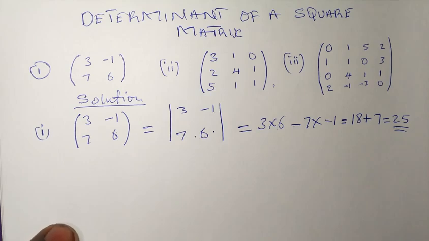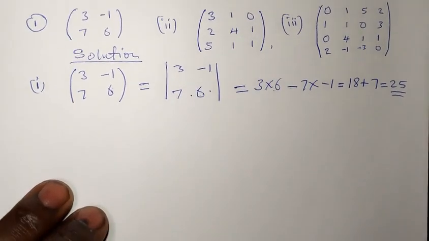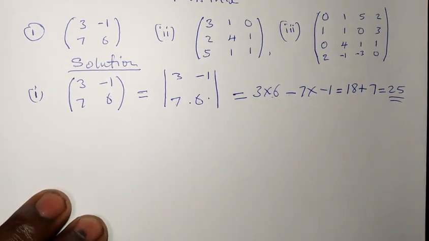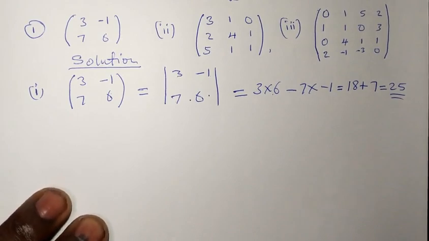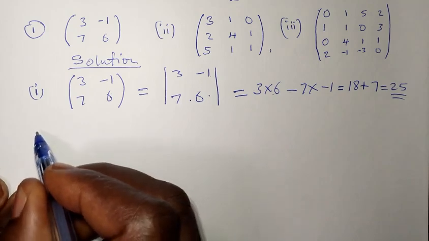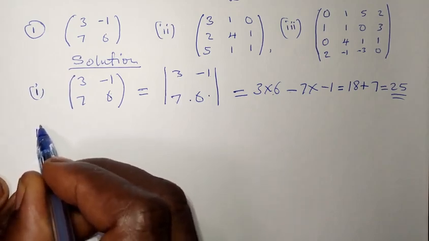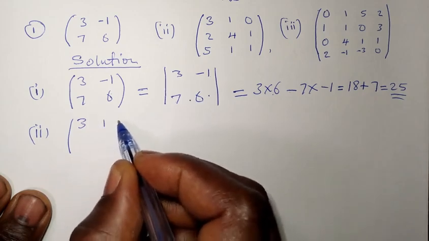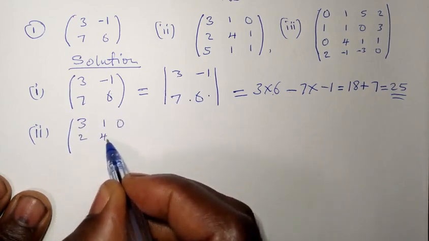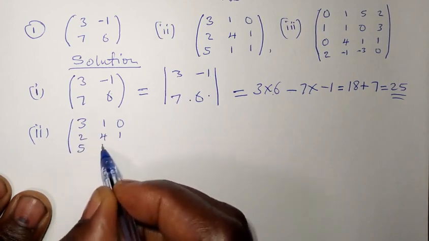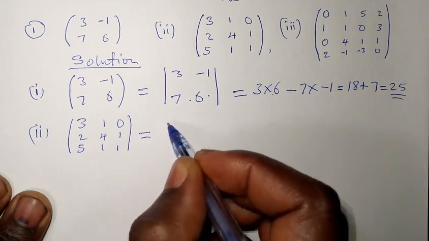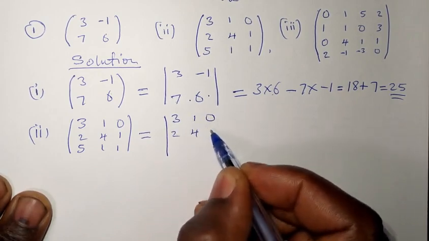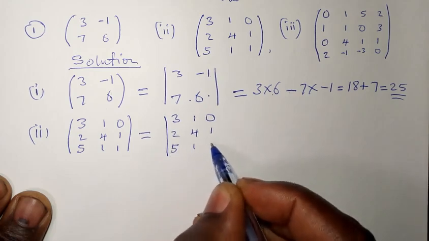But let's see the case of solving a 3 by 3 matrix. Let's see how we'll proffer a solution on solving a 3 by 3 matrix. So here, let me take question 2, where the matrix is given as 3, 1, 0, 2, 4, 1, and then 5, 1, 1. So finding the determinant of this will be 3, 1, 0, 2, 4, 1, and then 5, 1, 1.